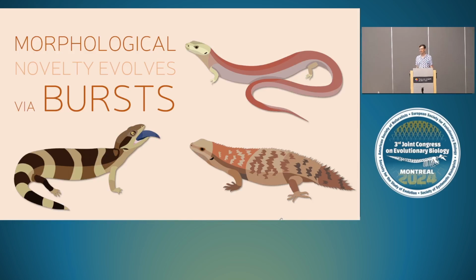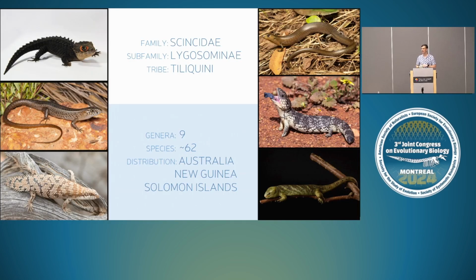So the basic argument I'm going to try and convince you of is that the morphological novelty in this group of Australian skinks has evolved via discontinuous processes, so via evolutionary bursts in morphology. Skink phylogenetics and taxonomy are a bit of a mess because they're a really rapid radiation, so we don't have a great handle on them. But we do understand this individual group quite well.